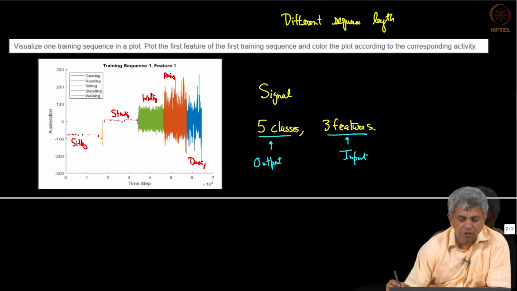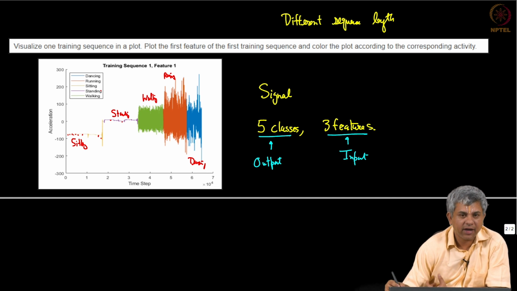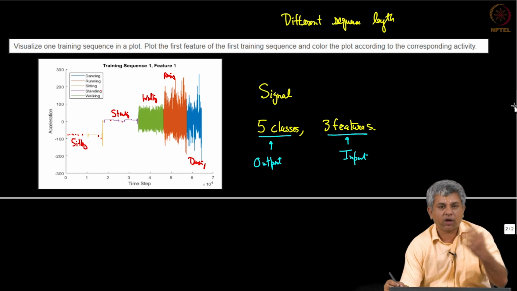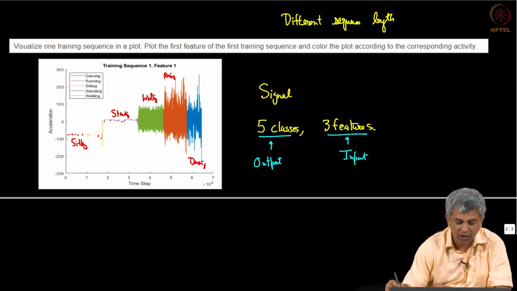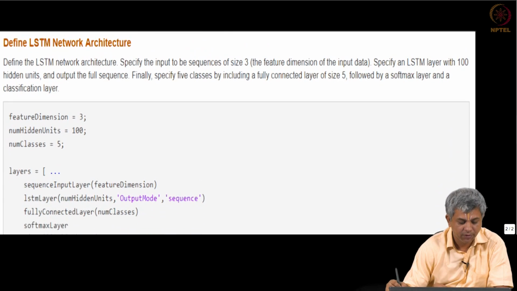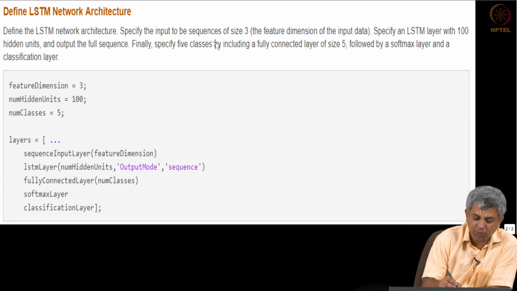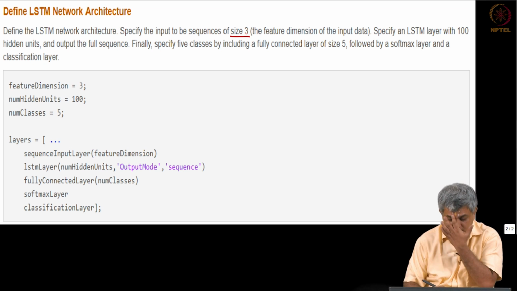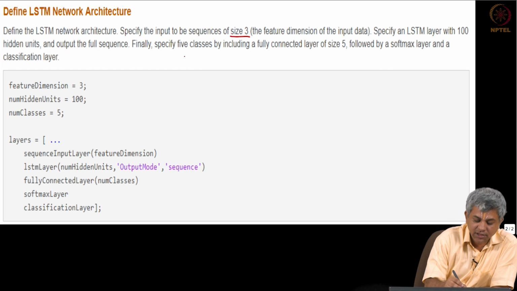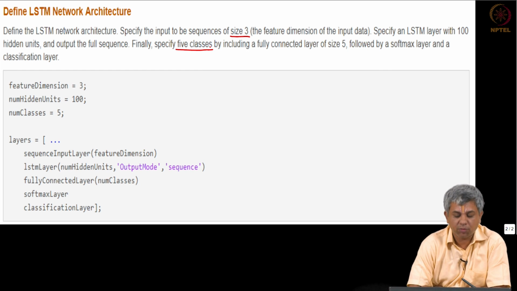Let us now use this to create an RNN architecture, or within RNNs we are basically creating an LSTM architecture. We will create that, and I will explain how this gels with what I showed you in the last video, and hopefully things will be much clearer at that point. As I said just before, our input sequence has 3 features and it has 5 classes as output.